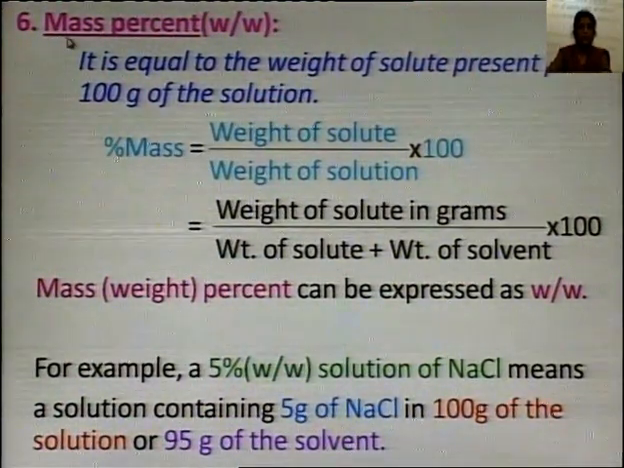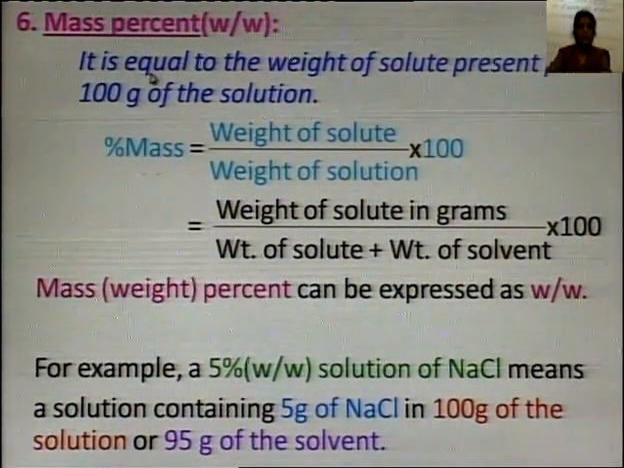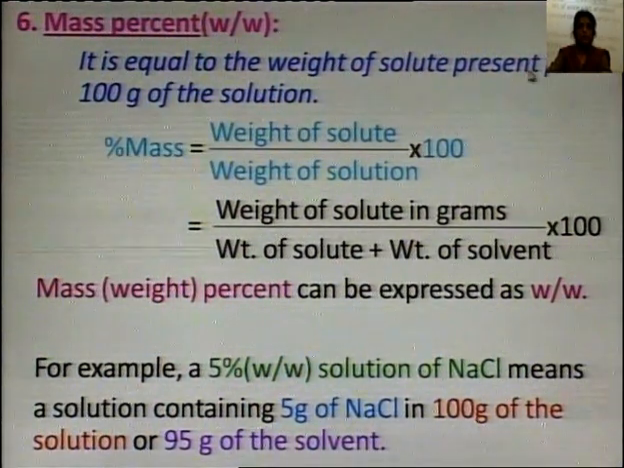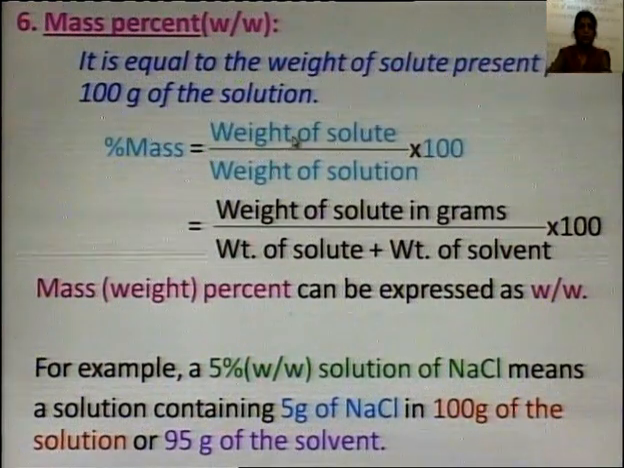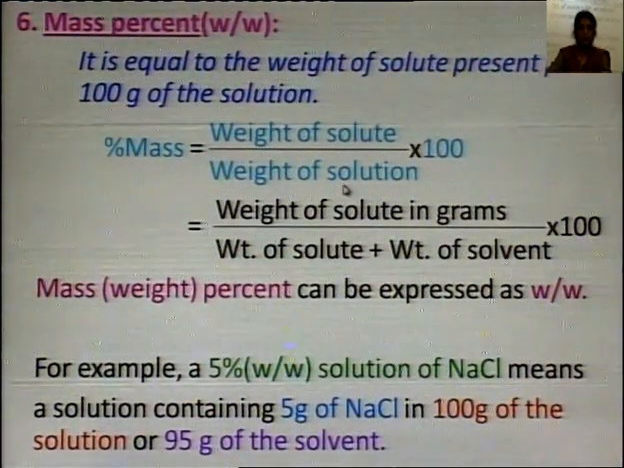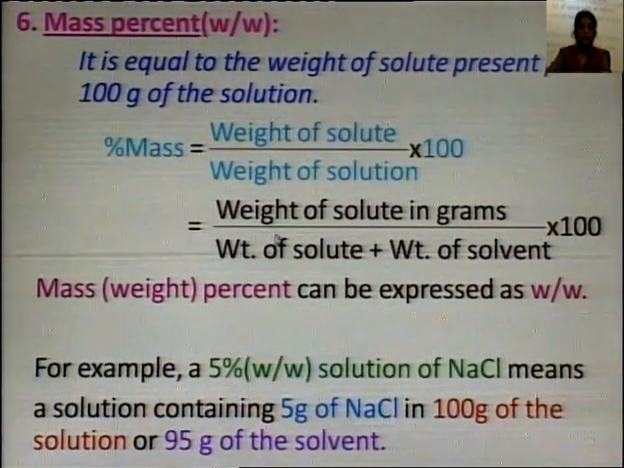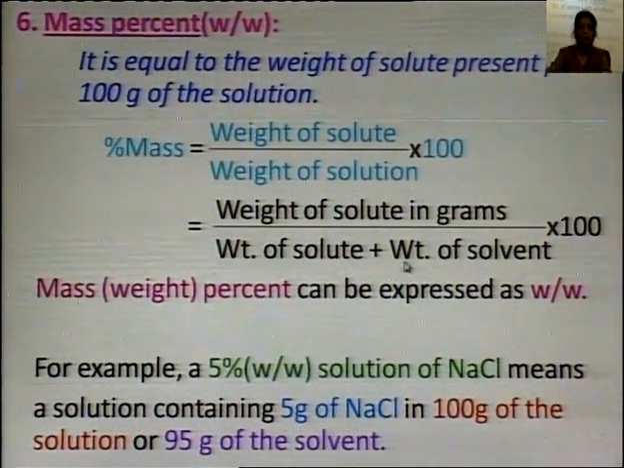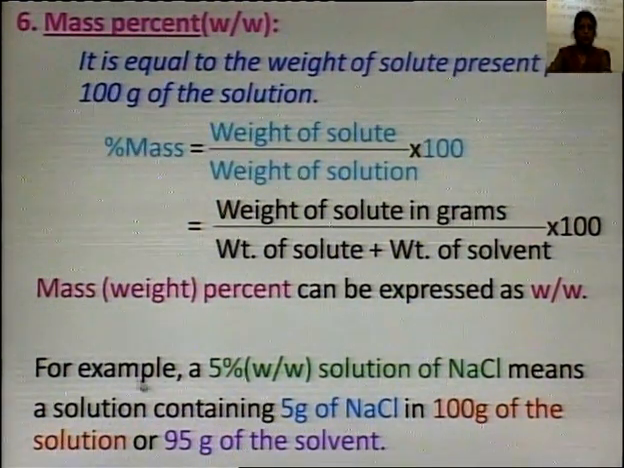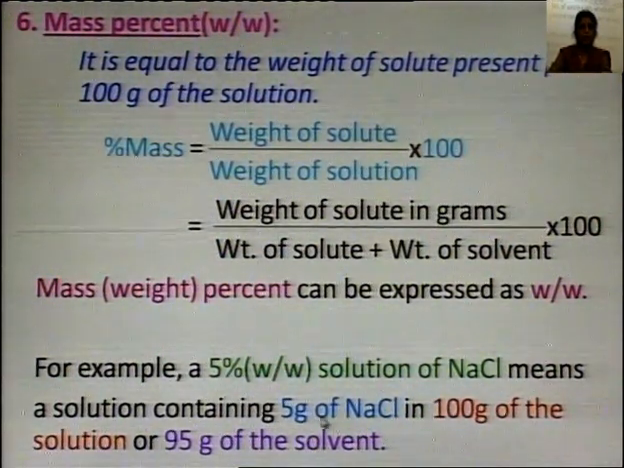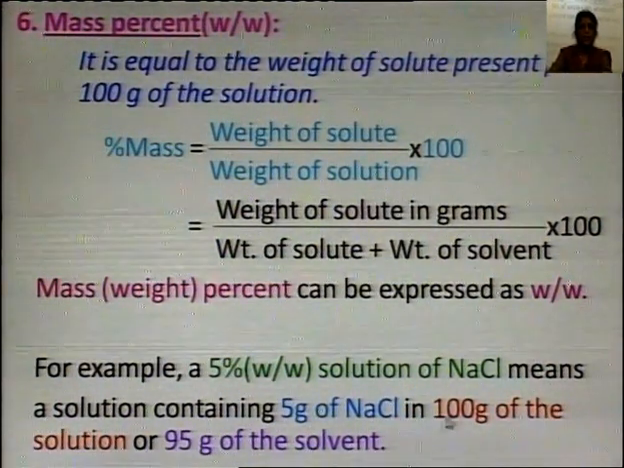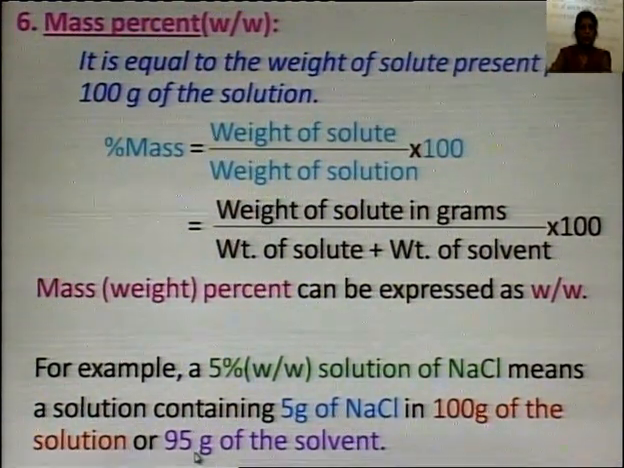The sixth method is mass percentage. It is equal to weight of solute present in 100 gram of the solution. So, mass percent is weight of solute divided by weight of solution into 100. Weight of solution is weight of solute plus solvent. So, for example, a 5% solution of NaCl means 5 gram of NaCl in 100 gram of solution or 95 gram of solvent.